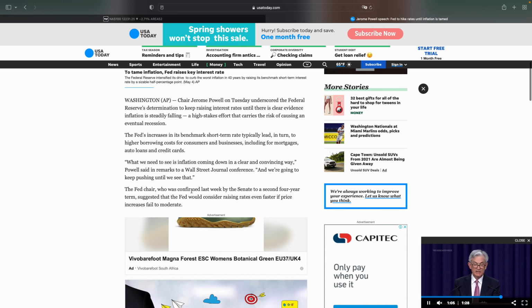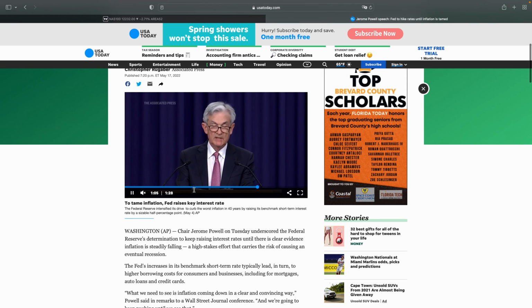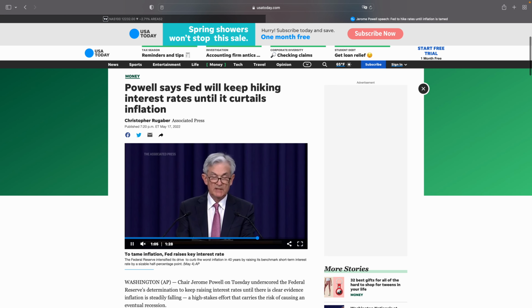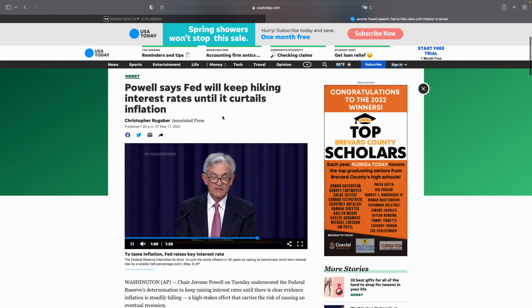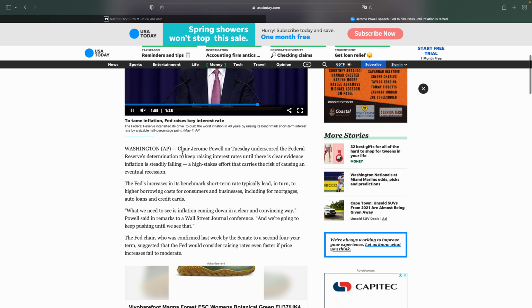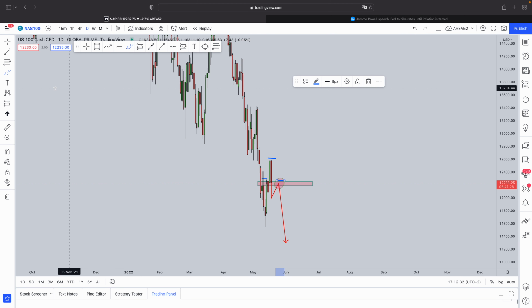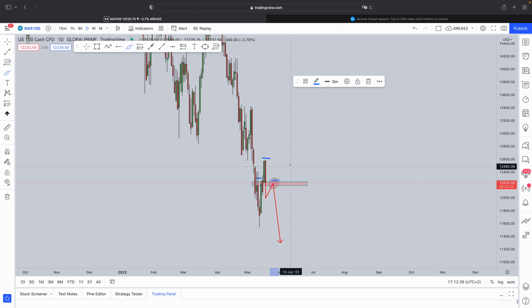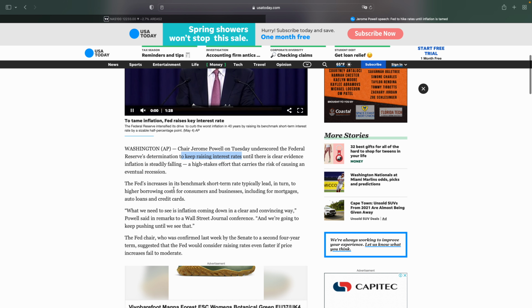Next up, we had Mr. Powell that came through yesterday and had some words to say. It says here that Powell said the Federal Reserve will keep hiking interest rates until inflation has cooled down. Jerome Powell said on Tuesday, which was yesterday, underscored the Federal Reserve's determination to keep raising interest rates. Now, if you're not aware, as the Federal Reserve hikes interest rates, that means the dollar gets stronger and the stock market gets weaker. It says here, a high stakes effort that carries the risk of causing an eventual recession.